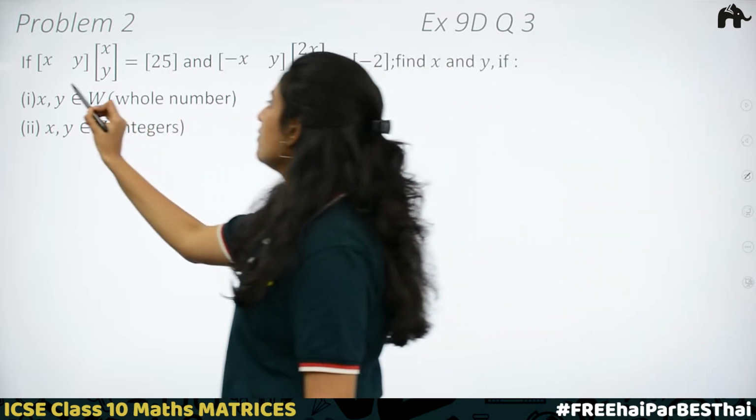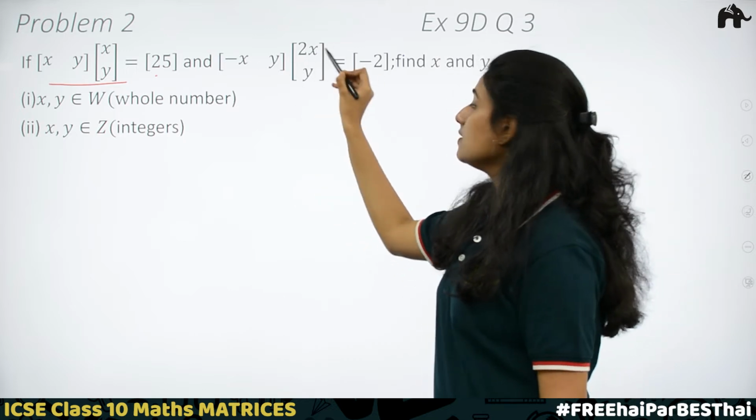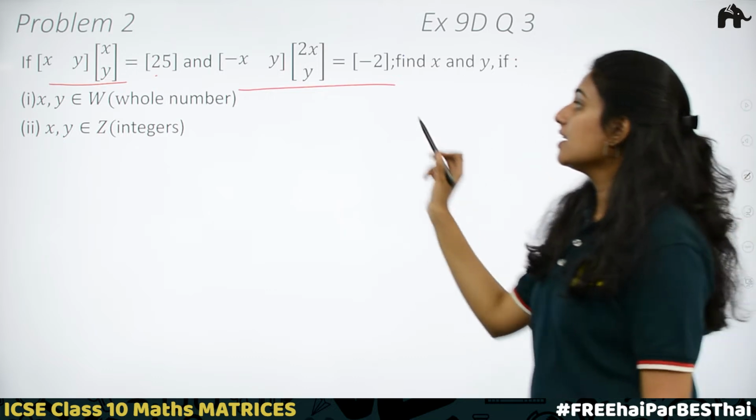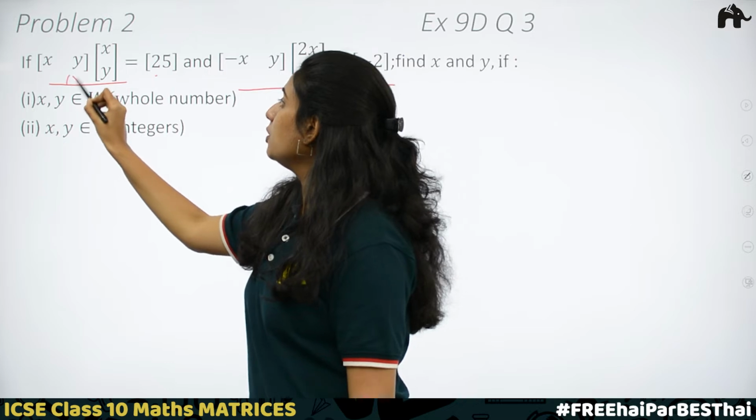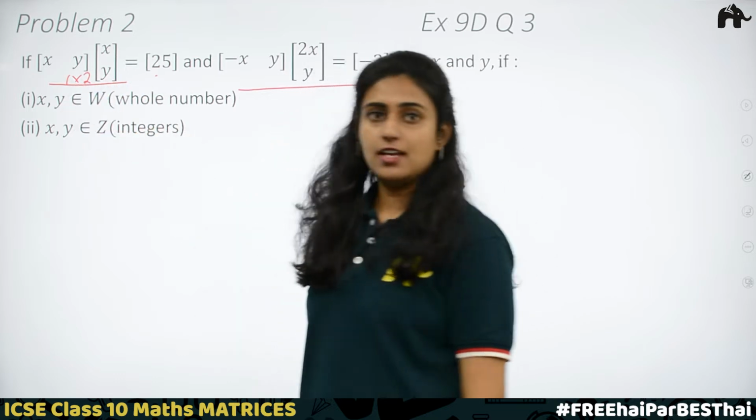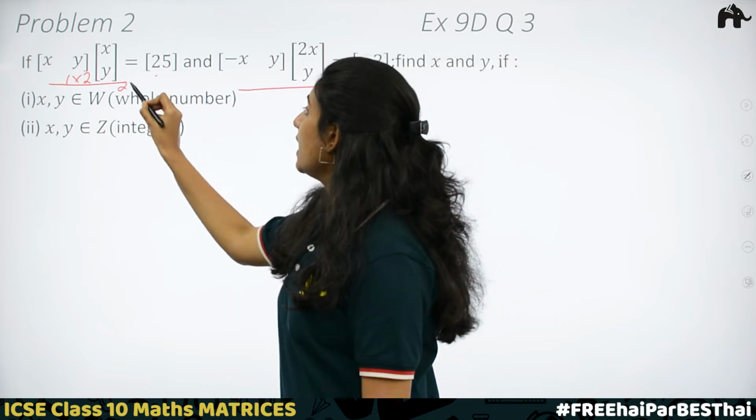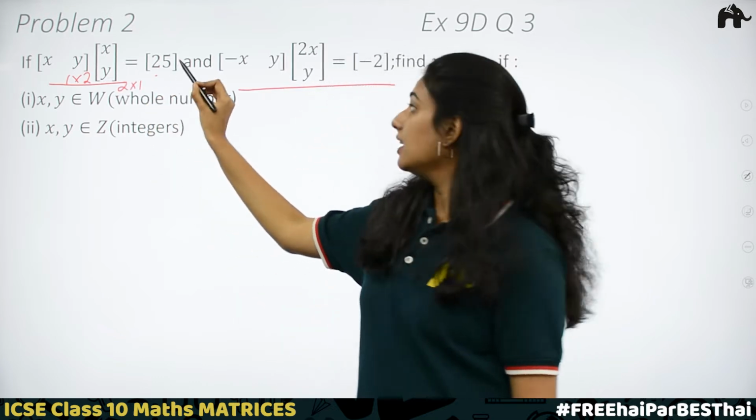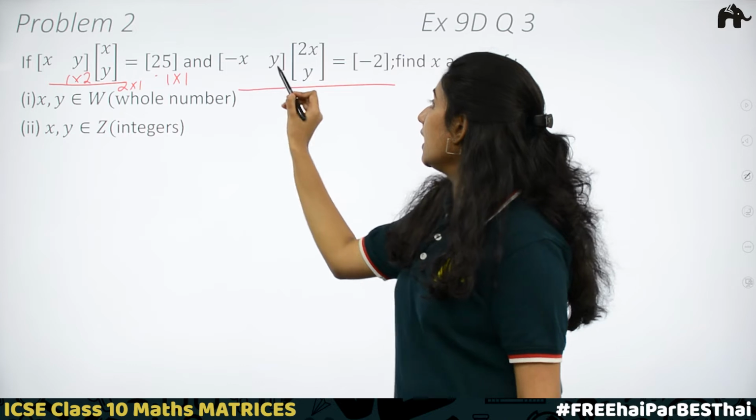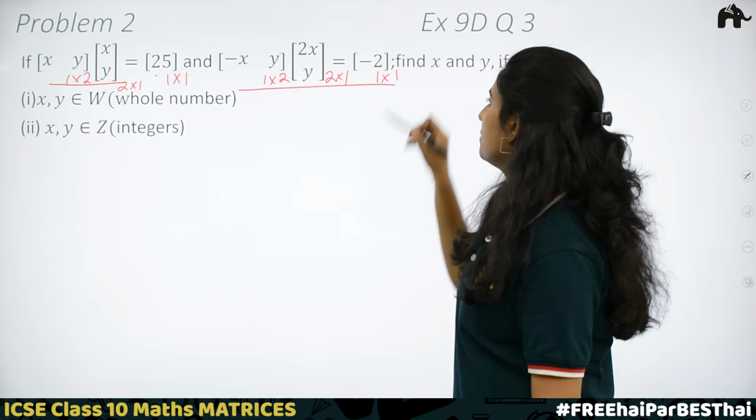If [x y] into [x y] transpose is equal to [25] and [-x y] into [2x y] transpose is equal to [-2], find x and y. Here, this is a 1 by 2 matrix: number of rows is 1 and number of columns is 2. What about this? Here we have 2 rows and 1 column. This is a 2 by 1 matrix. What about this? This is a 1 by 1 matrix, 1 row and 1 column. Here again, this is a 1 by 2 matrix, this is a 2 by 1 matrix and this is a 1 by 1 matrix.